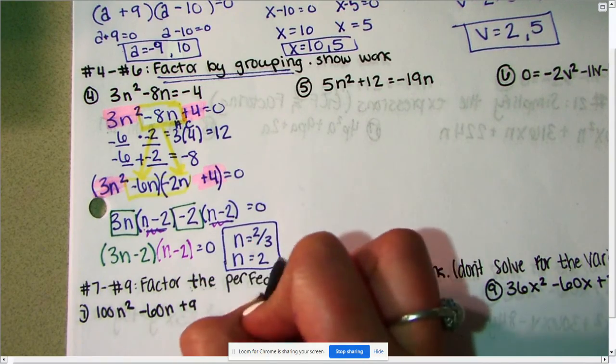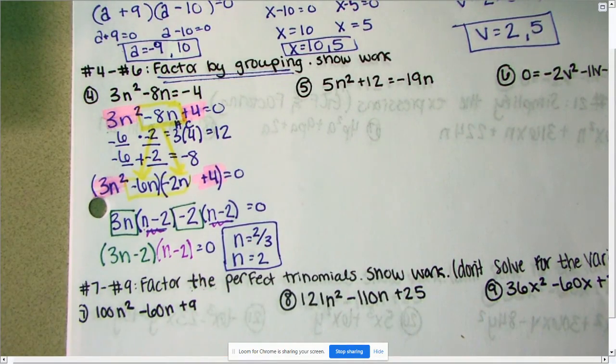So factor by grouping is not as difficult as it looks. It just takes a little extra time. That's why if your a value is equal to 1, you need to do the shortcut method, okay?